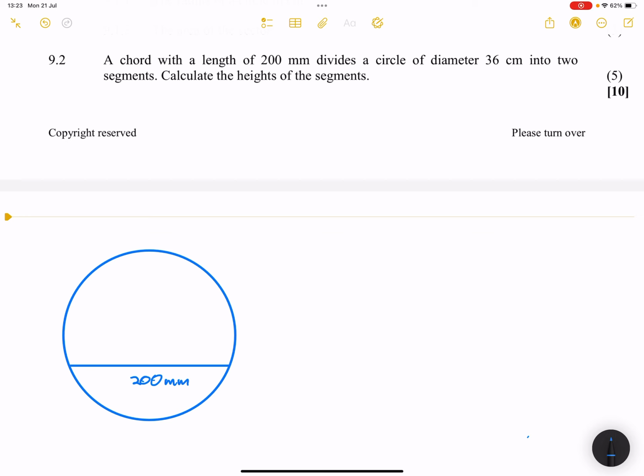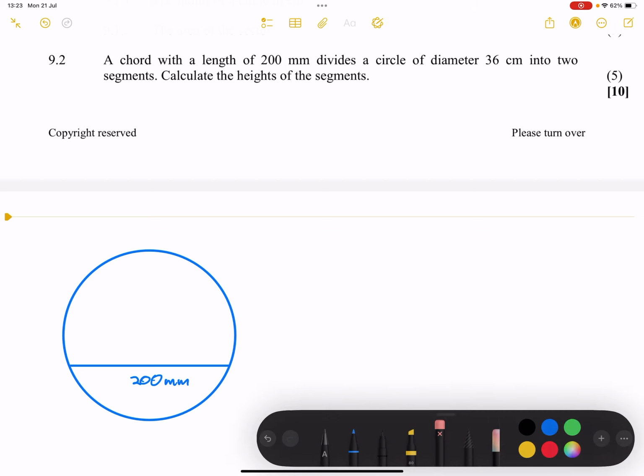So when we've got a chord, what it usually does is that it divides a circle into two segments. So usually this is what we call the major segment. Okay, that's the bigger portion of your circle. And this guy would be called your minor segment. Okay, right. So they want us to determine what would be the height of each segment.